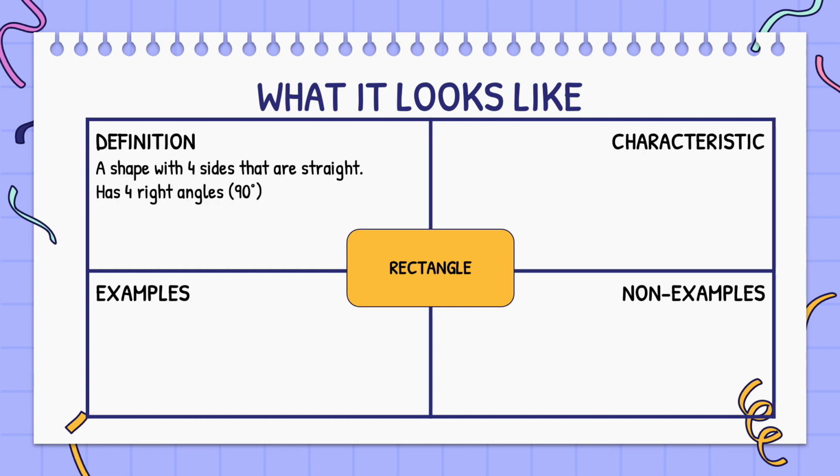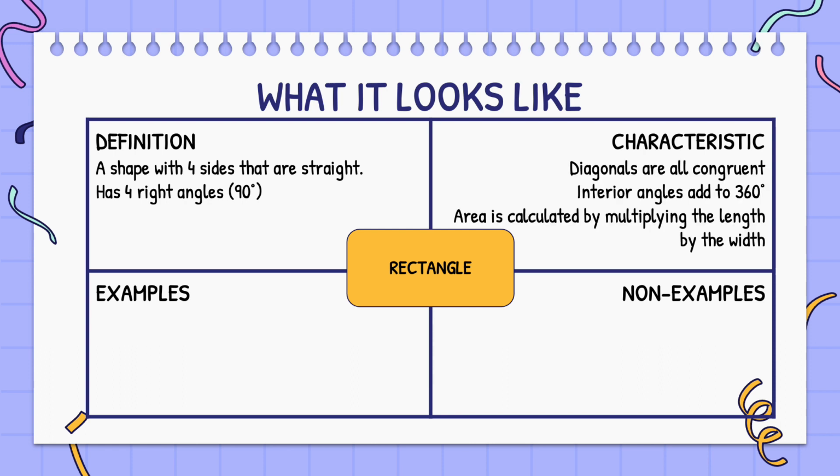So the first example that we are going to take a look at is the rectangle. A definition of a rectangle is a shape with 4 sides that are straight. It has 4 right angles, which means that every angle is 90 degrees. Some characteristics of a rectangle are that the diagonals are all congruent, interior angles add up to 360 degrees, and the area of a rectangle can be calculated by multiplying the length by the width.